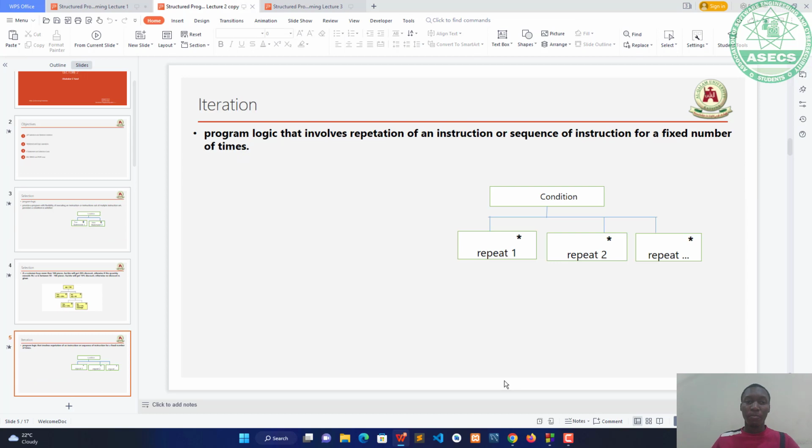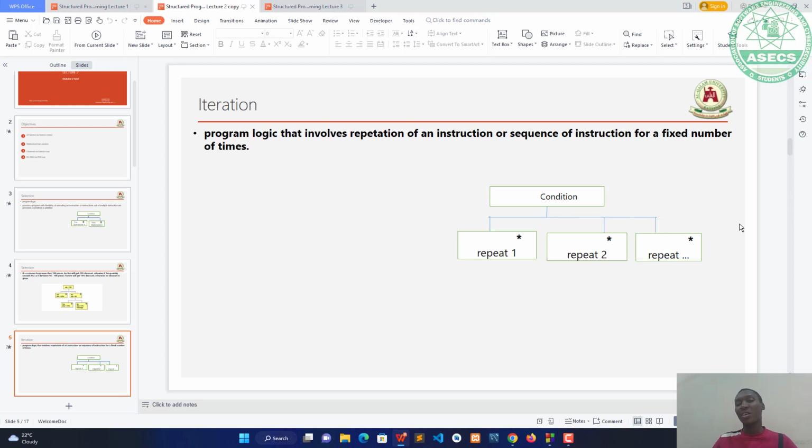Alright. So iteration, ga nan kuma iteration kamar da na faɗa is a looping mechanism wanda yake looping through like countless time har sai abu ya zama what is not satisfied. Definition ya ce program logic that involves repetition of an instruction or sequence of instruction for a fixed number of times. Ina ga wannan definition ya bada a lecture na turanci. So ana ake passing condition nan kuma zai ta repeating for a number of times.